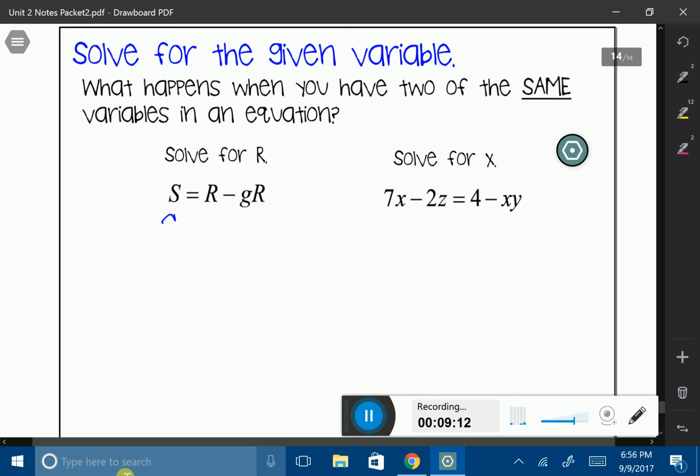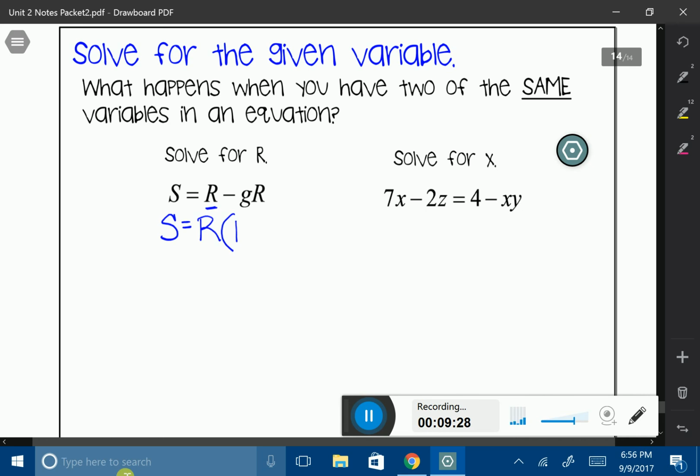I'm going to say that s is equal to, and I want to solve for r, but I have two of them. So here's what I'm going to do. I'm going to pull out an r from both of these terms. If I pull an r out of the first term, I'm going to be left with a 1.